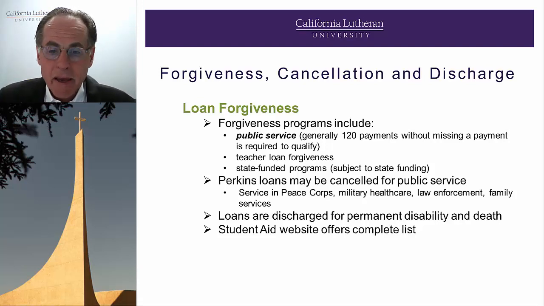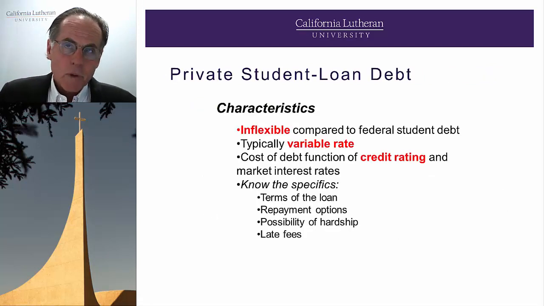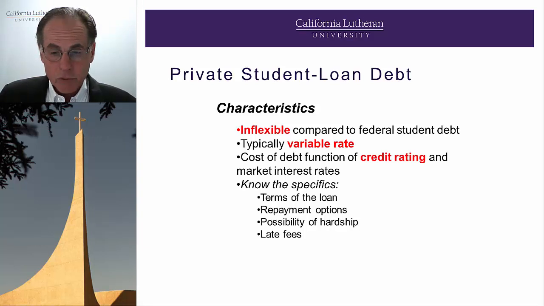Perkins loans may be canceled or discharged based on service in the Peace Corps, military, healthcare, law enforcement, or family service fields. Again, refer to the Student Aid website for a complete list by type of loan. We just covered the 4 strategies for dealing with federal student debt.